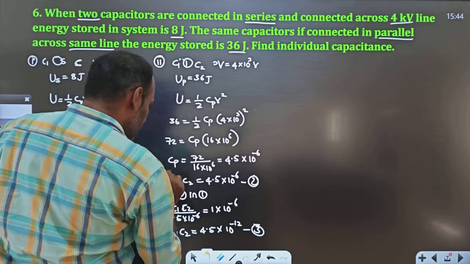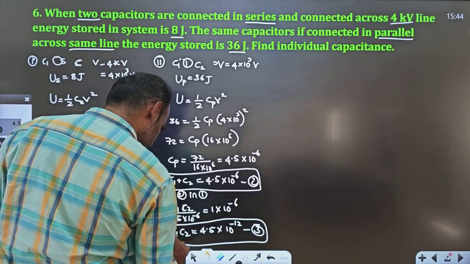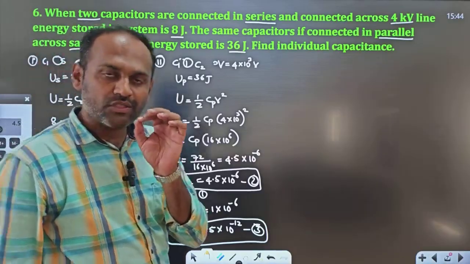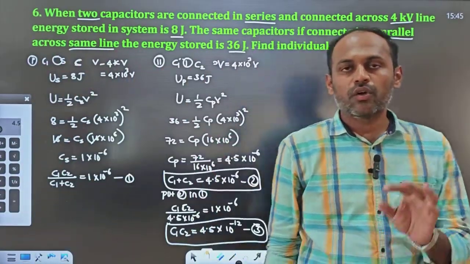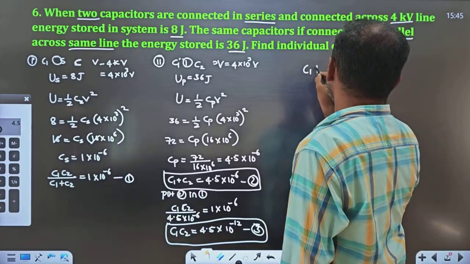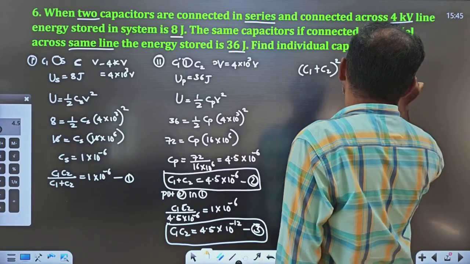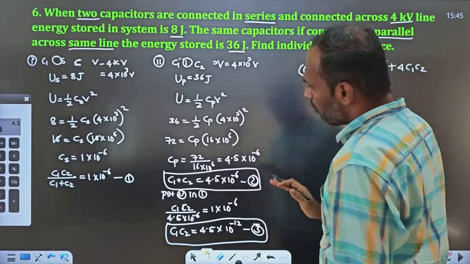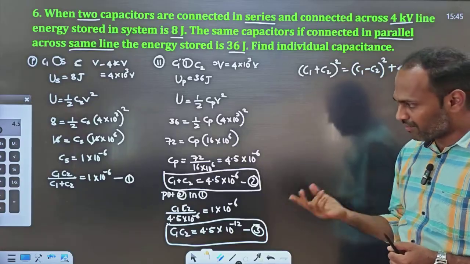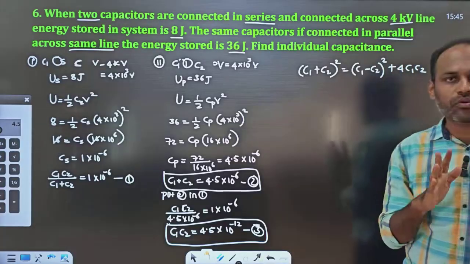See, you got the sum of C1 and C2 and you got the product of C1 and C2. When you have the sum and product of two things, to calculate the individual values of those, you better use this formula. C1 plus C2 whole square is equal to C1 minus C2 whole square plus 4 C1 into C2. Most of the people will solve this problem from here by solving the equations.